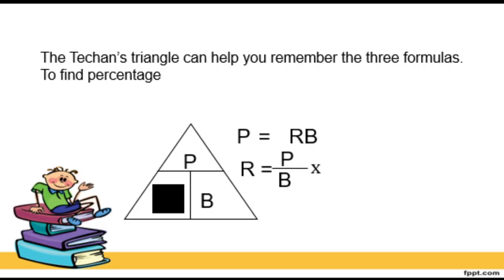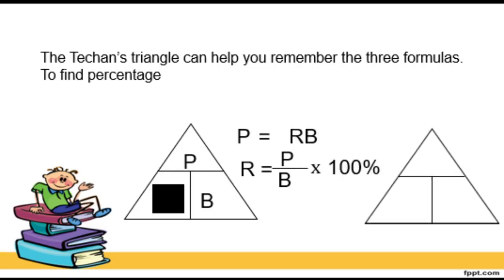Now, if we want to get the base, of course, using again the triangle, P is on top, then R is on the left side, and B is on the right side. Let's cover B. So if we cover B, the result will become the percentage divided by the rate.